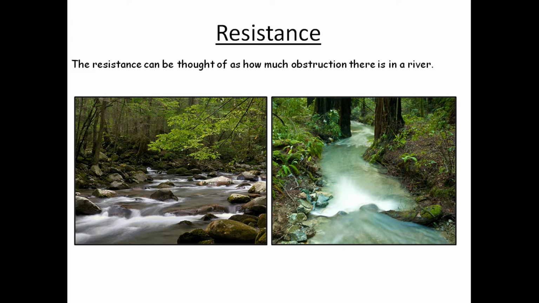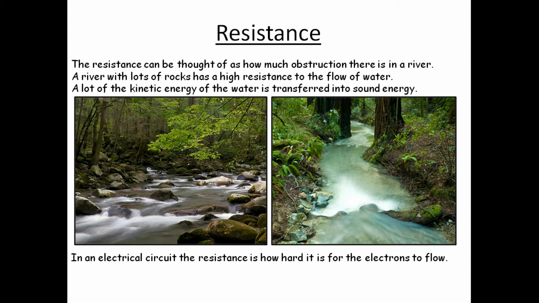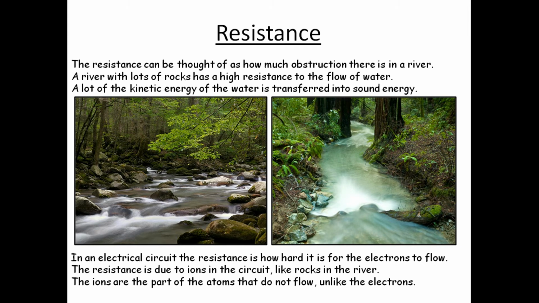Resistance. The resistance can be thought of as how much obstruction there is in a river. A river with lots of rocks has a high resistance to the flow of water. A lot of the kinetic energy of the water is transferred into sound energy. In an electrical circuit, the resistance is how hard it is for the electrons to flow. The resistance is due to ions in the circuit, like rocks in the river. The ions are the part of the atoms that do not flow, unlike the electrons. A lot of the electrical energy is transferred into heat energy.